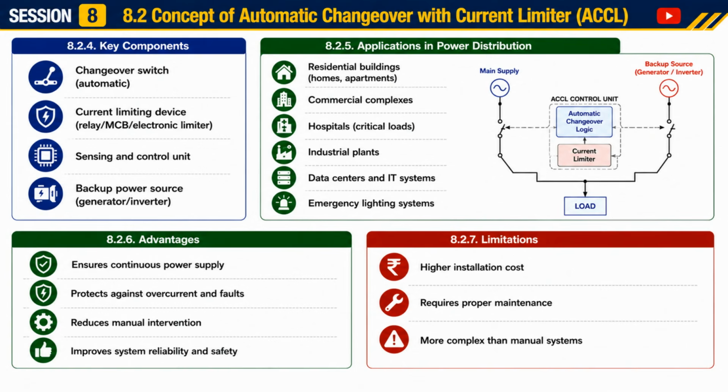4. Limitations of ACCL. Has a higher installation cost. Requires proper maintenance for reliable operation. Is more complex than manual changeover systems. Conclusion. ACCL provides automatic source changeover and current limiting, ensuring continuous, reliable, and safe power supply for critical electrical installations.